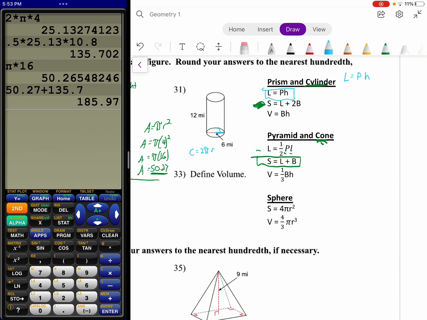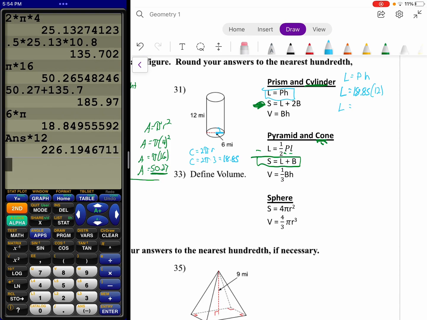Our radius here is 3. 2 times pi times 3, multiply that out. That's 6 times pi, 18.85. 18.85 is the circumference or the perimeter. So 18.85 times the height, which we see there is 12. And so I'm just going to hit times 12 here. And the lateral area is 226.19 miles squared. That's our lateral area.